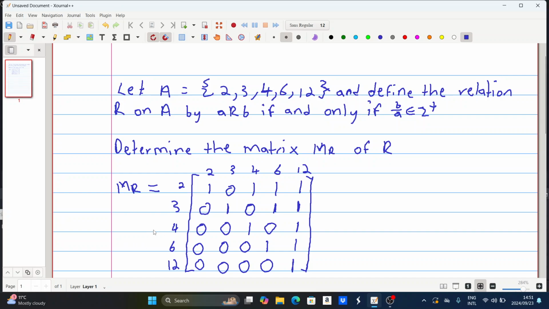So this is our matrix form. If we are given this set and we need the matrix form of the relation R, this is how you get it.